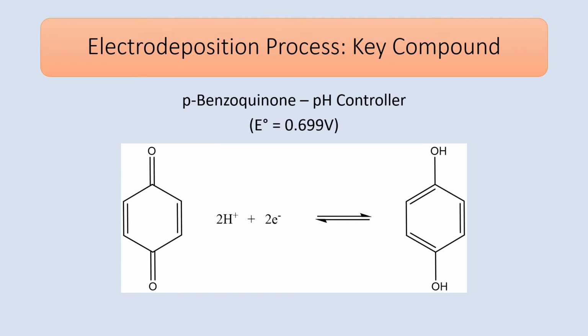P-benzoquinone is the key compound within the solution that supervises the electrodeposition of bismuth oxyiodide. It does this by controlling the pH at the site of the film. When a potential of 0.699 volts is applied, the benzoquinone can undergo reduction to become a more basic compound, hydroquinone, as seen by that reaction in the slide. This increases the pH at the site of the film, which causes the bismuth to precipitate from the solution in the form of bismuth oxyiodide.